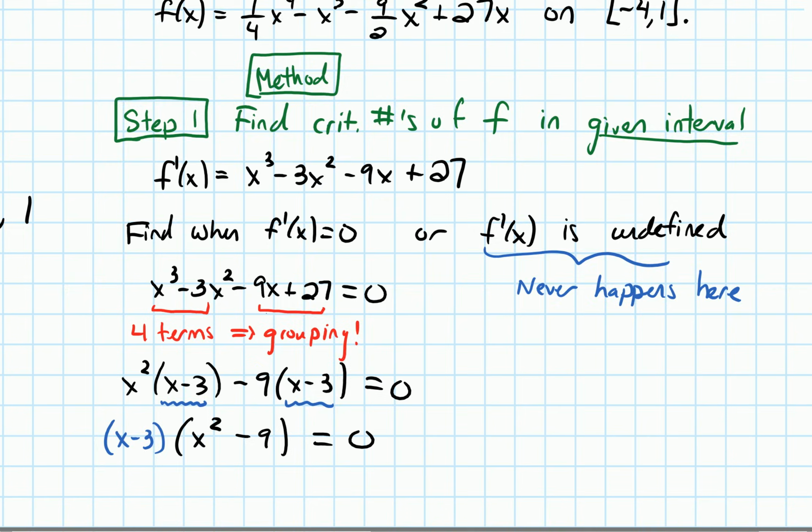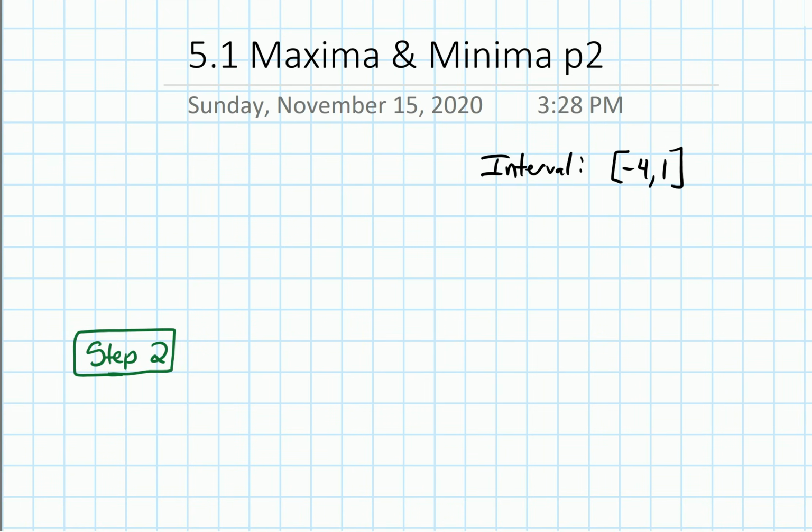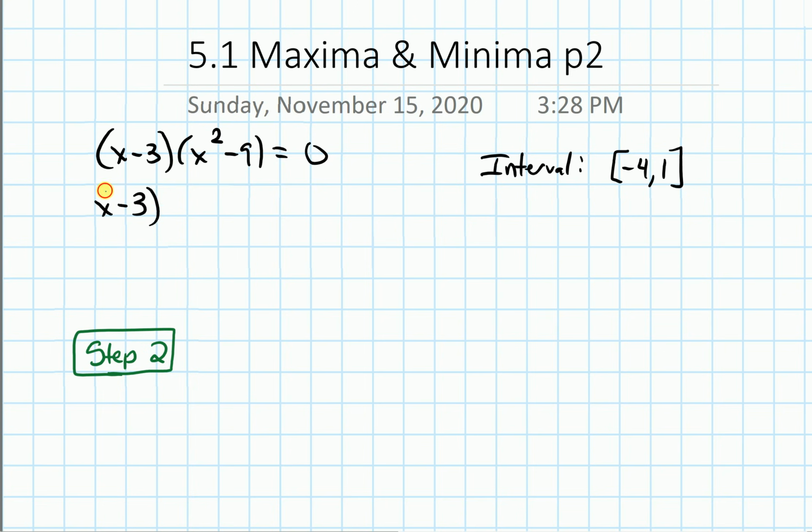Now let's continue to factor this. All right, so we have x minus 3 times x squared minus 9 equals 0. So x squared minus 9, that's a difference of squares. So we will get x minus 3 times x minus 3 times x plus 3 equals 0. So now I can see that x either equals 3 or negative 3.